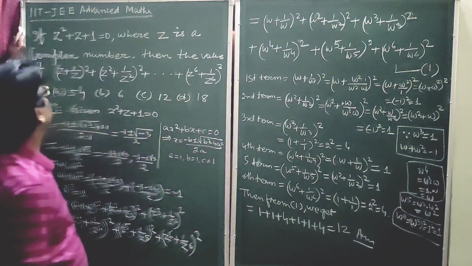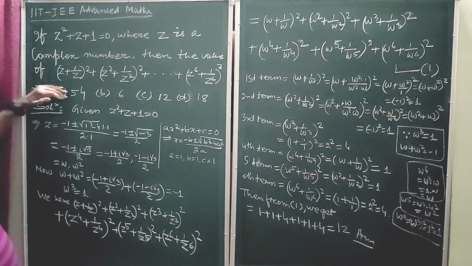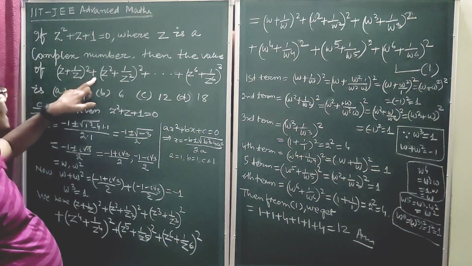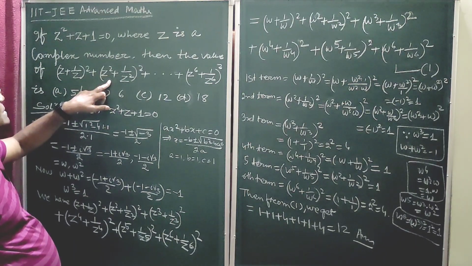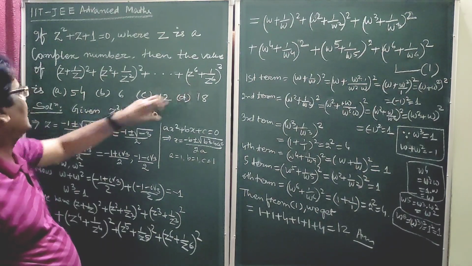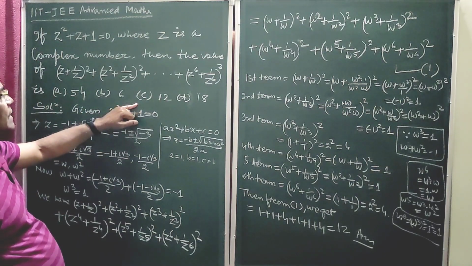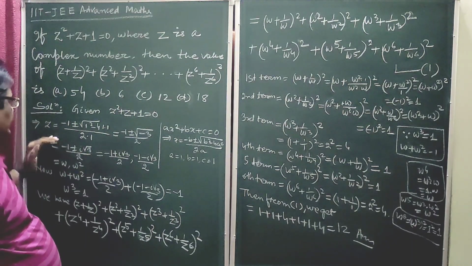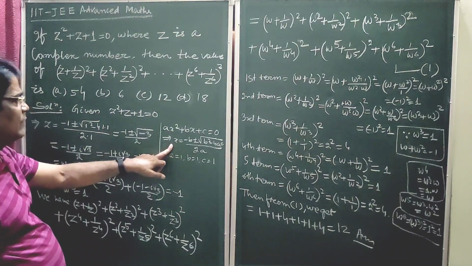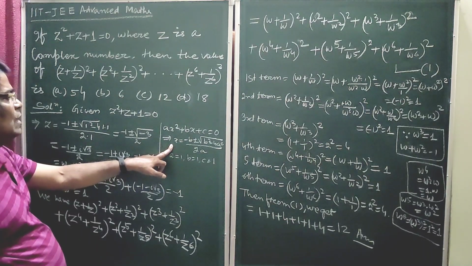Here the question is: if z square plus z plus 1 is equal to 0, where z is a complex number, then the value of the expression (z plus 1 by z) whole square plus (z square plus 1 by z square) whole square plus ... plus (z to the power 6 plus 1 by z to the power 6) whole square is equal to option A 54, option B 6, option C 12, option D 18. Now this expression is given. We know the quadratic equation ax square plus bx plus c is equal to 0 and its root x is equal to minus b plus minus root of b square minus 4ac by 2a.